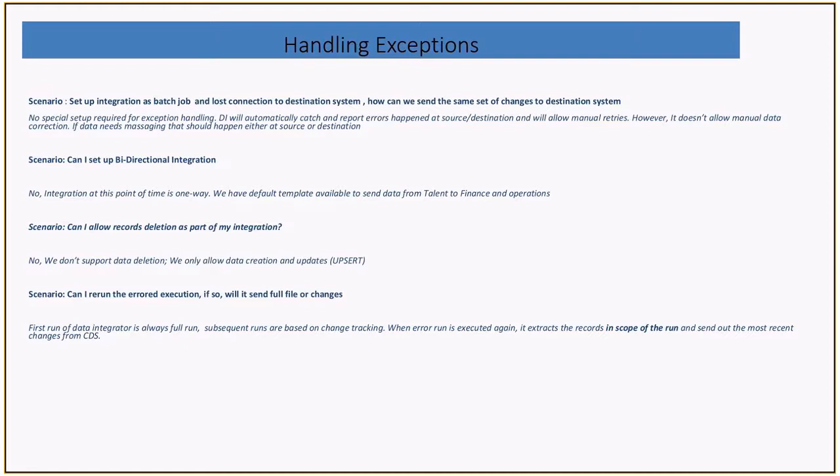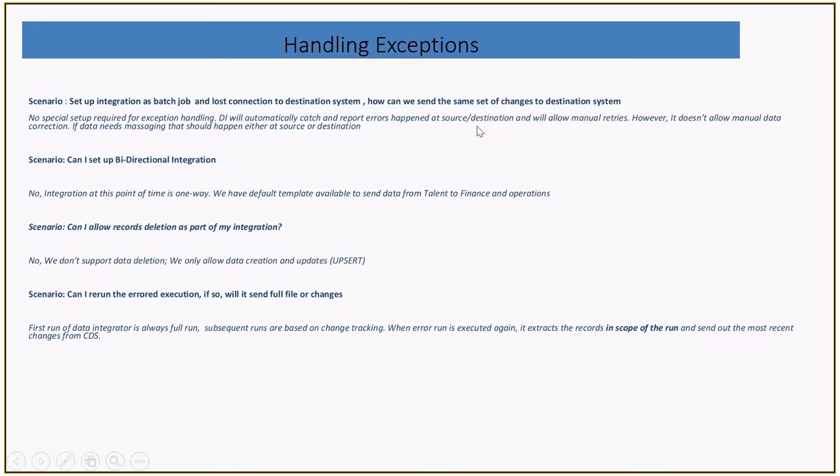But in case you forget to do that and you found that integrations are going and throwing errors, there is a way to rerun those executions and you don't need to do anything special. So basically what will happen is Data Integrator will automatically catch and report those errors under the execution history, and it will allow you to manually retry. So for each failed execution, you can just go there, click on it and say rerun. So that is a good thing.